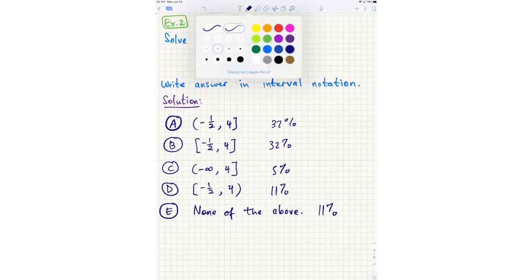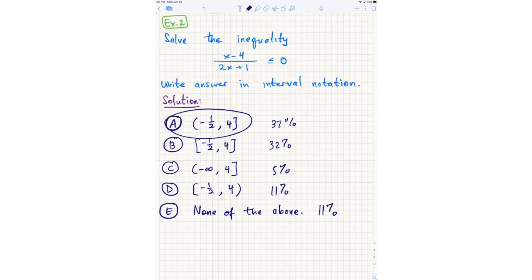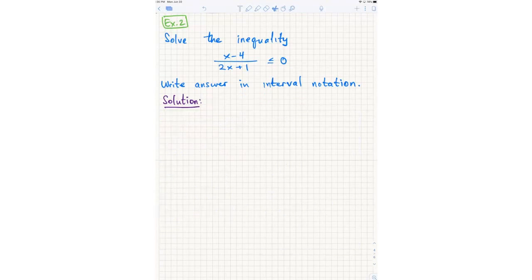Okay, so the correct answer is actually choice A. So it actually was the most commonly chosen answer. Let's go over this in full detail. First, I want to point out why the inequality is so much more difficult to do, why this is a tricky problem. For instance, what if this were an equation? If this were an equation, this would be really, really easy, I think. I hope you think that too. So if I asked you to solve the equation (x minus 4) over (2x plus 1) equals 0, what would you do to solve this?